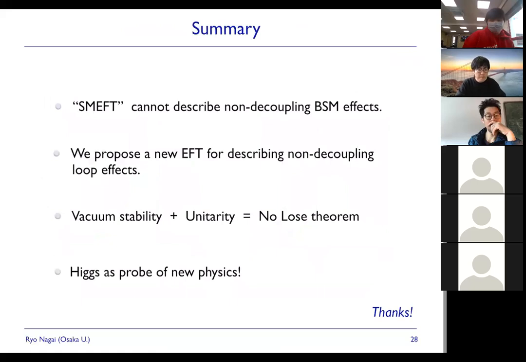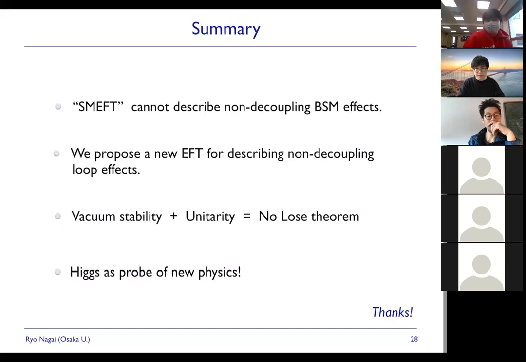This is a summary of my talk today. So today we discuss the EFT description of the non-decoupling BSM contribution, because the non-decoupling BSM effect is important for realizing the large kappa 3 deviation. And large kappa 3 deviation is a necessary ingredient for realizing electroweak baryogenesis. So that's why we focus on the non-decoupling effect. I first mentioned that the conventional dimension 6 approximation doesn't work for the non-decoupling case. So in order to describe the non-decoupling BSM effect in the EFT approach, we have to employ another EFT formalism. Then we propose a new EFT description for parameterizing the non-decoupling loop contribution.